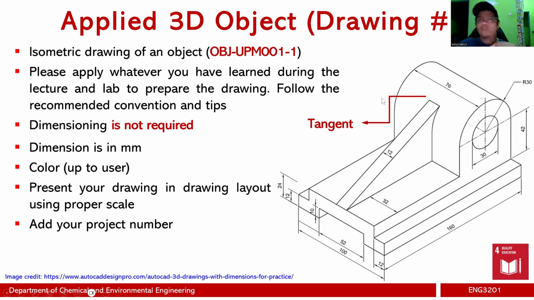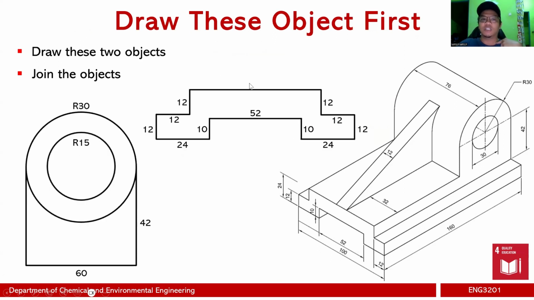So obviously you cannot just do this right away. You need to prepare a 2D drawing first before you transition to a 3D drawing. So in order for you to create this object, first thing first, you need to create this 2D object. This object is basically this part being extruded by 160 millimeters. And this part, I need to trim this portion, which I will do later. And this part, I need to trim by 76. The final portion here, I will do later.